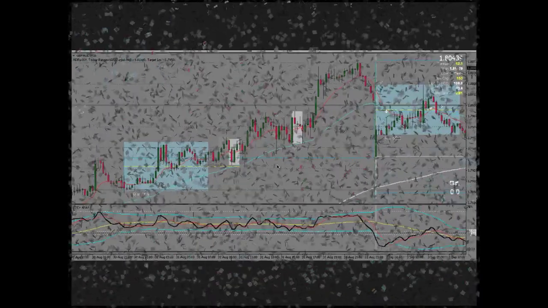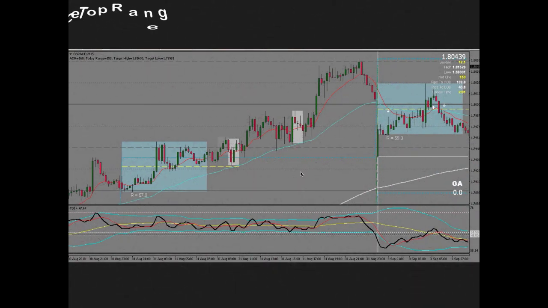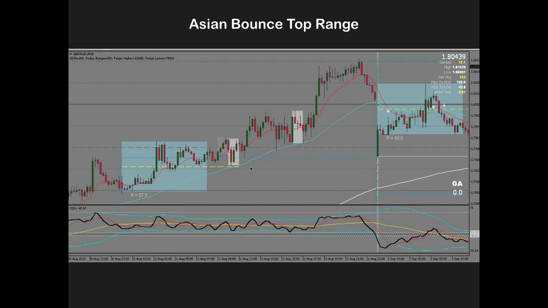Okay, so next we're going to look at the Asian bounce on the top range. This is your Asian range, another big Asian range here, 57.9. Right here is your inducement. There's the top of the range, inducement out of the Asian range box.